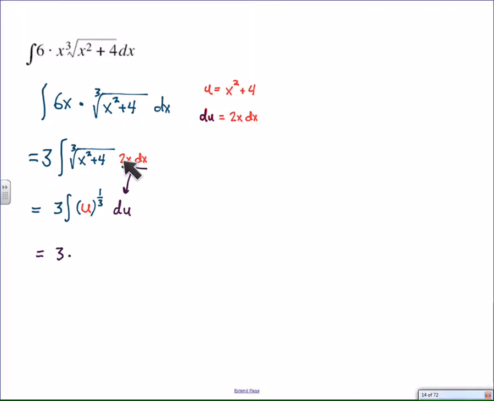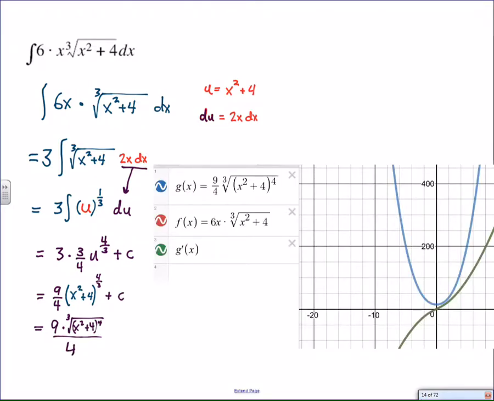So here, the 2x dx becomes du by my substitution relationship over here. And then instead of the cube root of x squared plus 4, I write the cube root of u, which is written as a 1/3 power. Put it in power form. Then we take the antiderivative, and then we put u back where we found it.